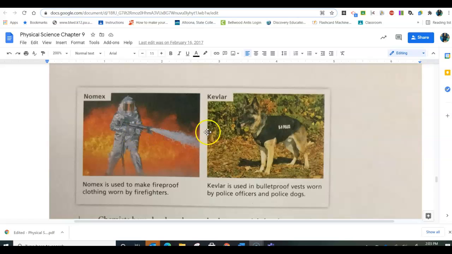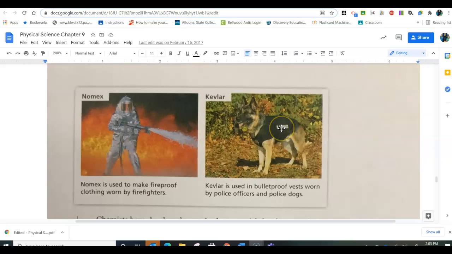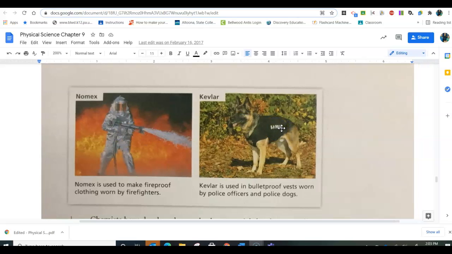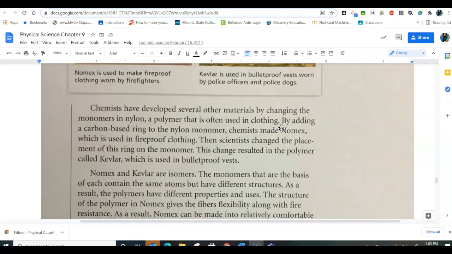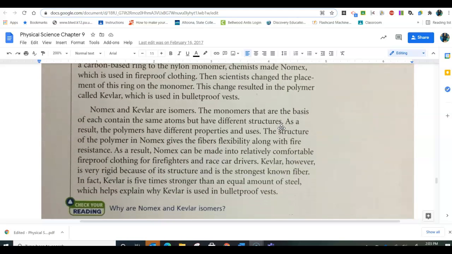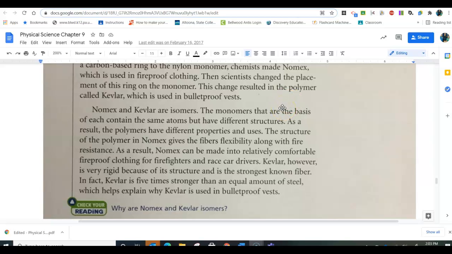Nomex suits are fire resistant. Kevlar, which is bulletproof, those are all polymers of different types of carbon molecules. And there's so many more. I know that when we tour the Albemarle company in Tyrone, they use a lot of Nomex to make sure that their employees are safe. It's very fire resistant, very chemical resistant.